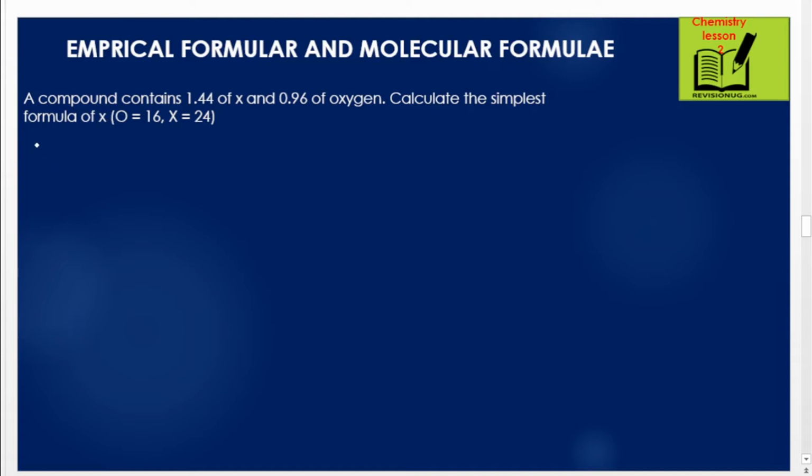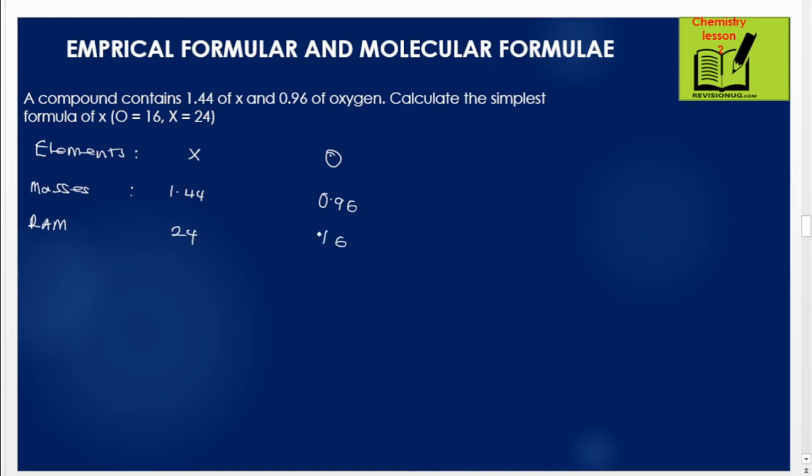Now let us identify our elements. Still very simple elements here. We have element X and element oxygen, which is O atom. Now let us write their masses that are given. The mass for X is 1.44, right? And oxygen is 0.96, right? Don't stress. Then you write the relative atomic mass, RAM. That is, for X is 24 and for oxygen is 16.